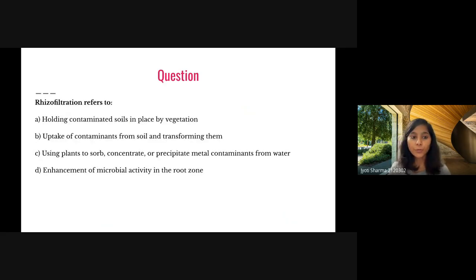Rhizofiltration refers to what? Holding contaminated soil in place by vegetation, uptake of contaminant from soil and transferring them, using plant to absorb, concentrate, or precipitate metal contaminant from water, and enhancement of microbial activity in root zone. Priscilla B via C. Let me see which is the right answer. So C is the right answer. So this is plant to absorb, concentrate, and precipitate metal contaminant from water.